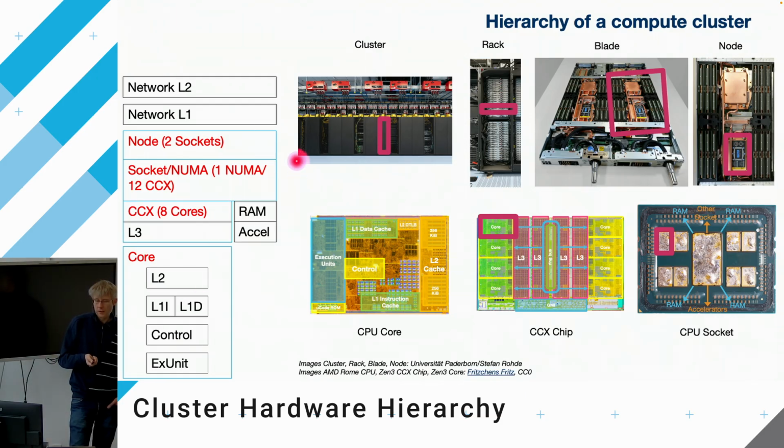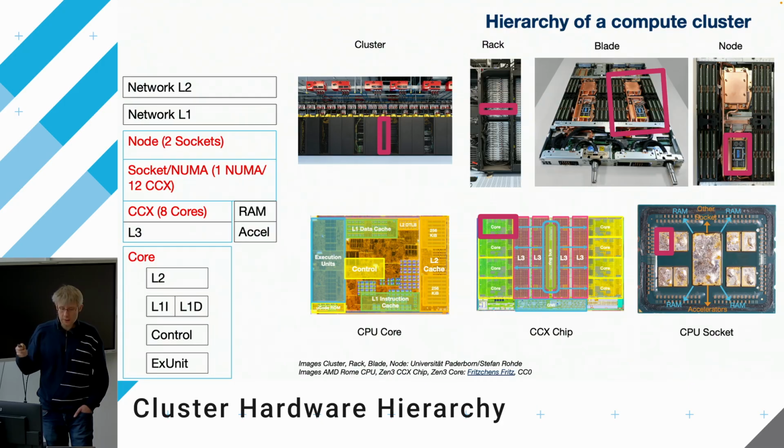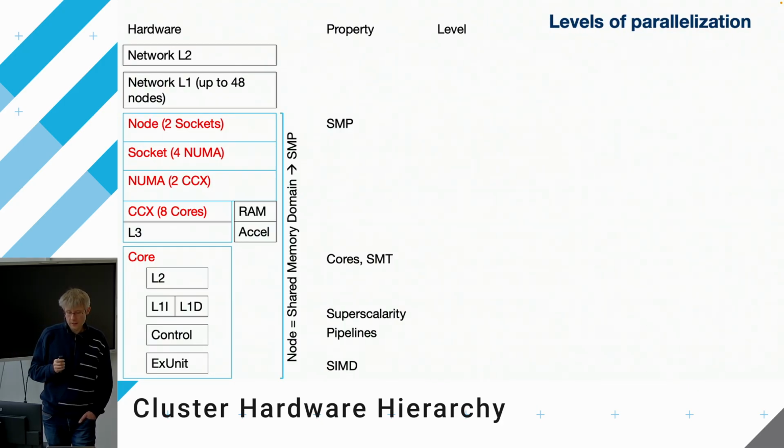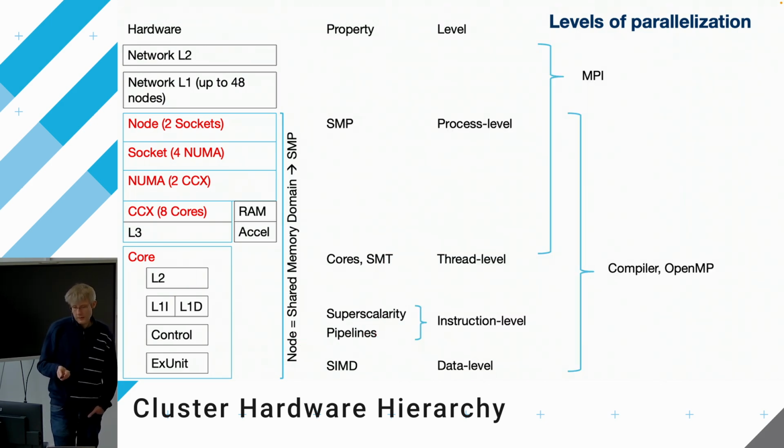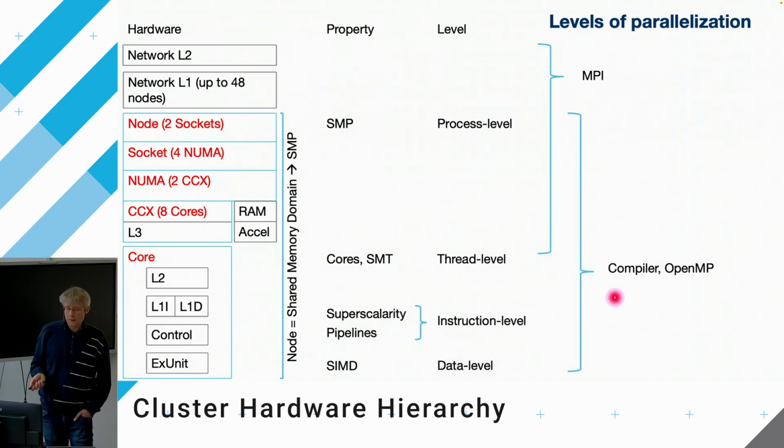Now the question is, in many of these levels, we can make use of parallel computation. Down at the bottom level we have the data parallelism with SIMD instructions, and this you can use via your compiler. We have the architectural features at the instruction level that are built in inside the CPU.